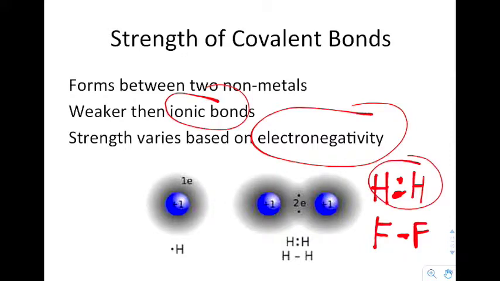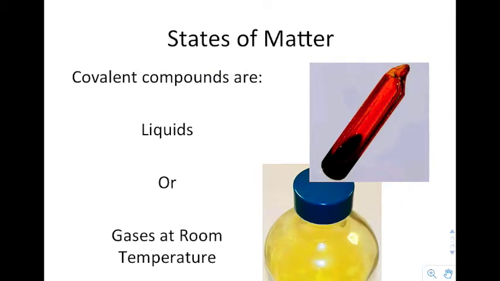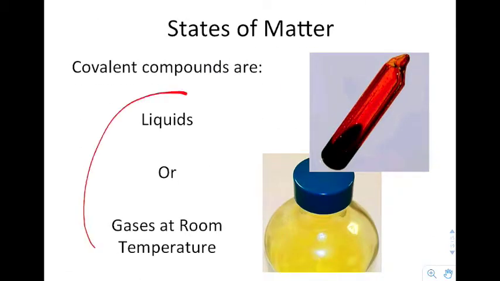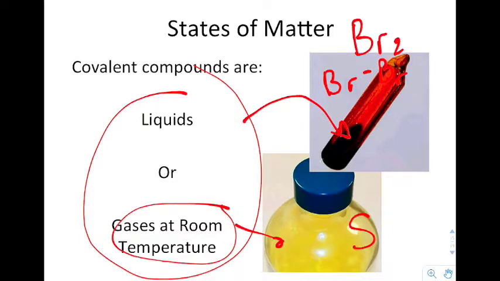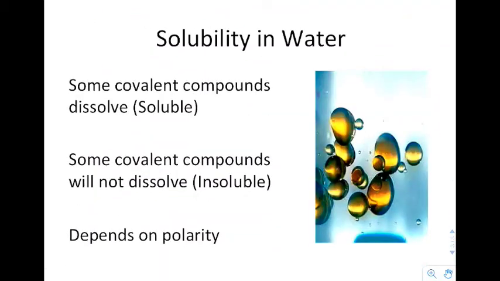That's why things like hydrogen tend to be gases at room temperature, or sometimes liquids depending on what they are, but they don't tend to be solids at room temperature. So for the states of matter, covalent compounds are generally liquid or gases at room temperature. And you see this right here. This is an example of bromine, Br2, where you have two bromine atoms bonded together, and it's a liquid. I believe this is a sulfur gas. When sulfur is bonded to another sulfur, once again, it is not nearly as strong a bond as something that's ionic.